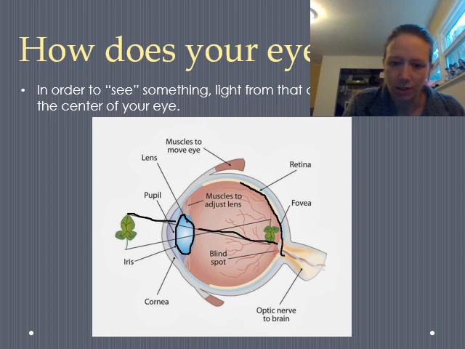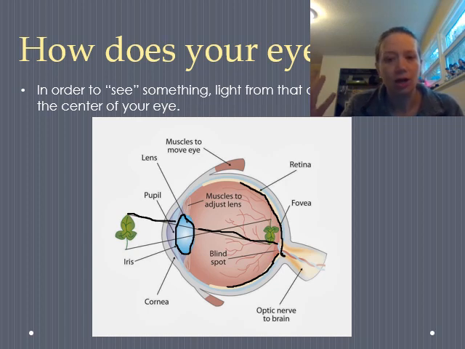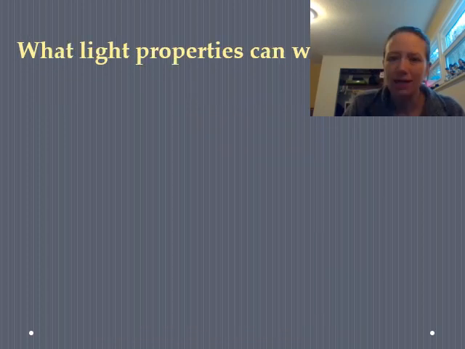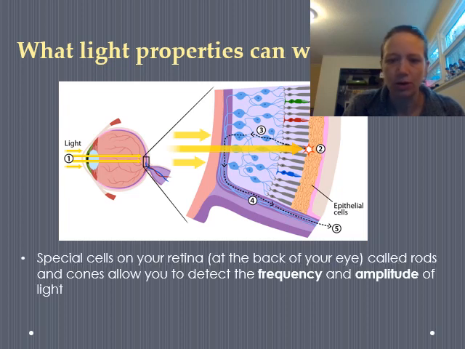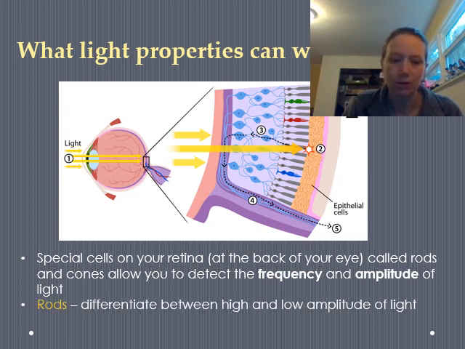So the retina is a tissue that covers the entire back of your eye, and is the object that is responsible for detecting the light and determining which properties that light actually has. So what light properties can we detect with our eyes? Well, if you zoomed in on the retina, you would see these special cells known as cones and rods. And cones and rods allow you to detect two things about light. They let you detect the frequency and the amplitude of the light.